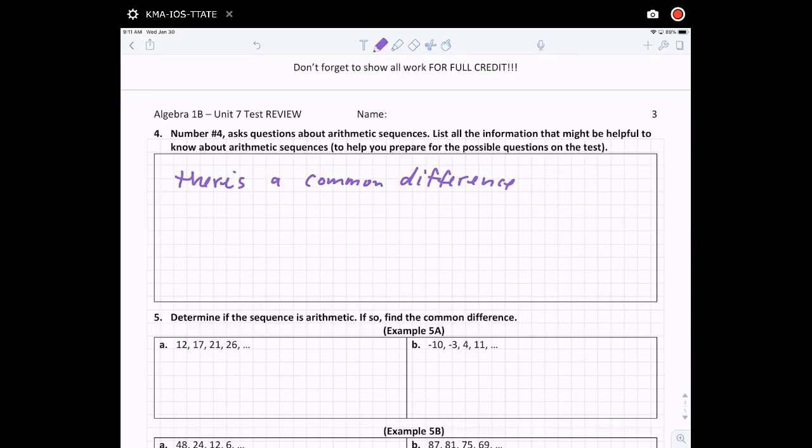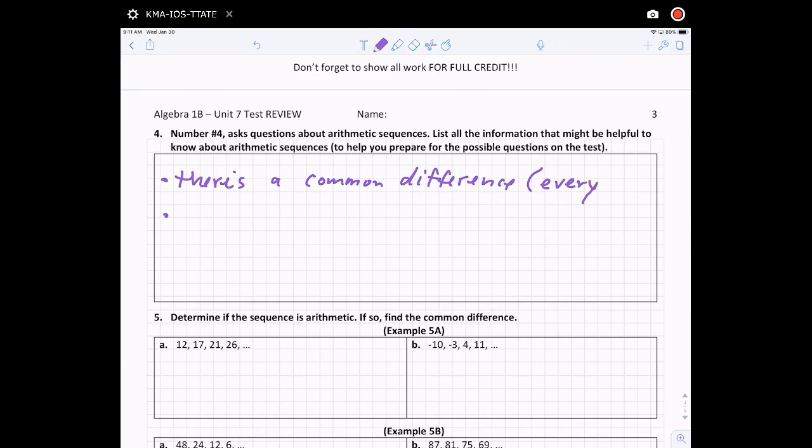Okay? So any number of those things, let's see, common difference, every, what's the other word we use instead of number for the list? Term. So every term goes up or down by the same number. Okay. What about formulas? We did talk about a formula last week. What was the formula that we had?